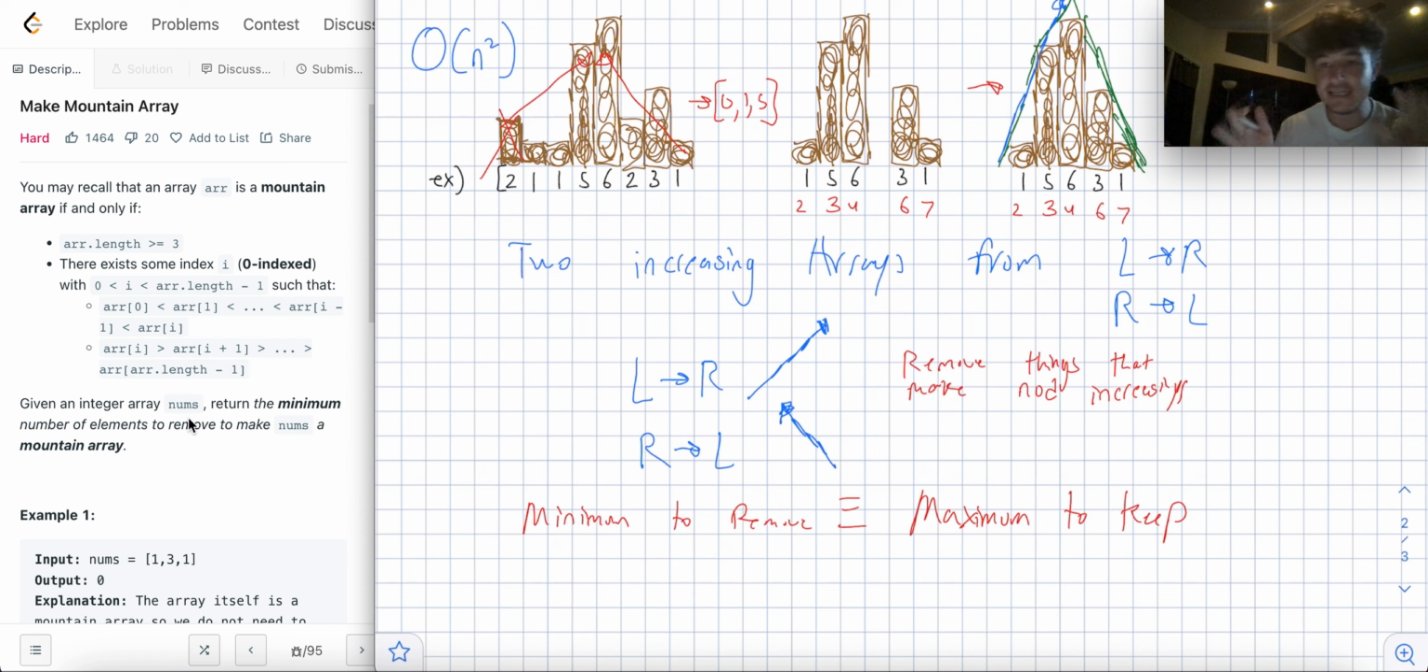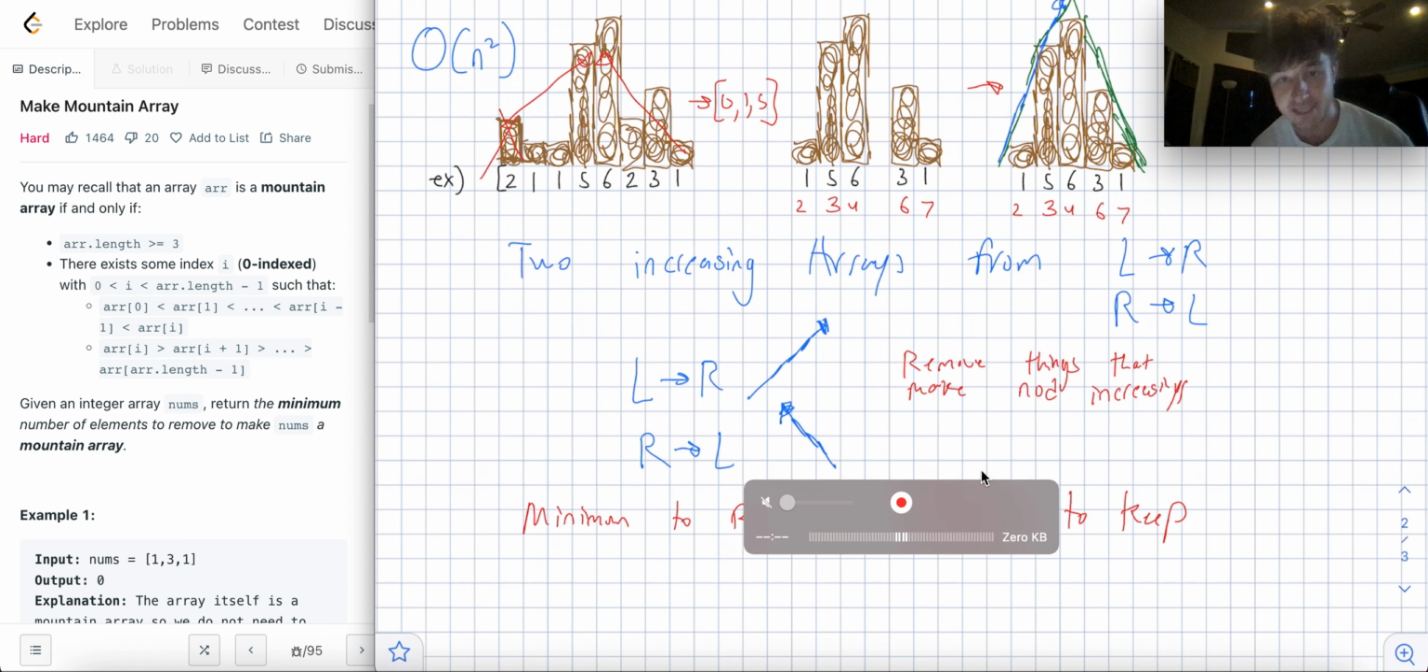We're trying to remove the least amount of people. That's the same thing as saying we want to keep the maximum number of people, right? Those statements are logically equivalent. We want to remove at most 1, then we have to keep at least, if we have 10 people, 9, right? So these are equivalent statements. Minimum to remove is maximum to keep.